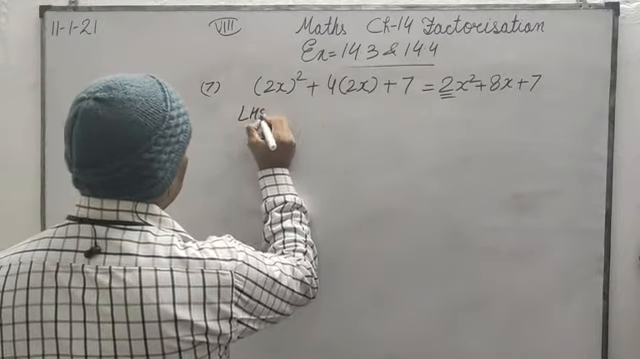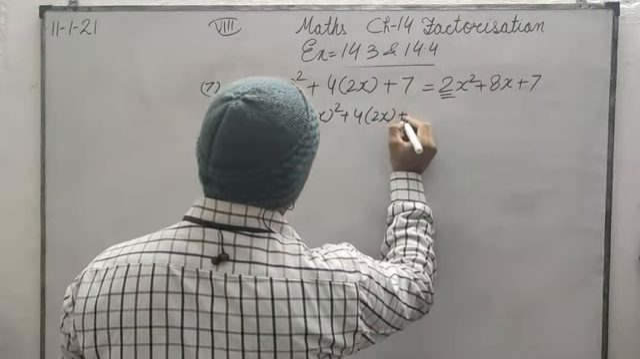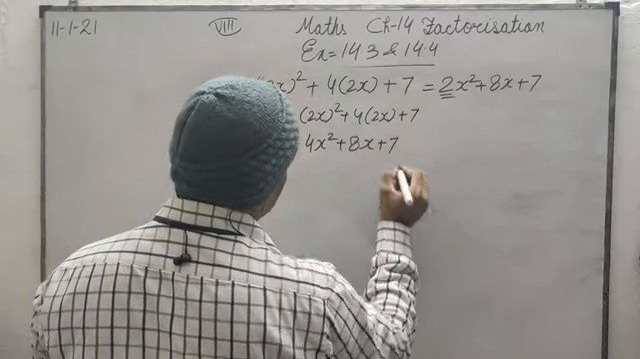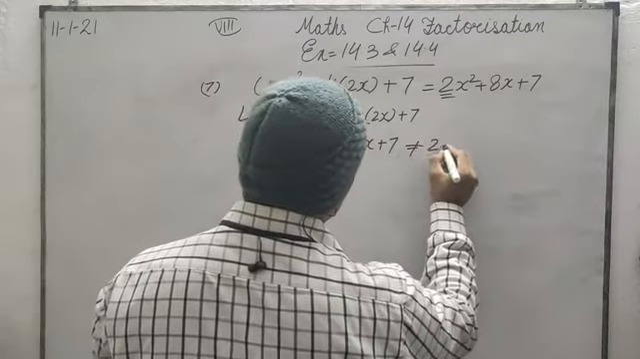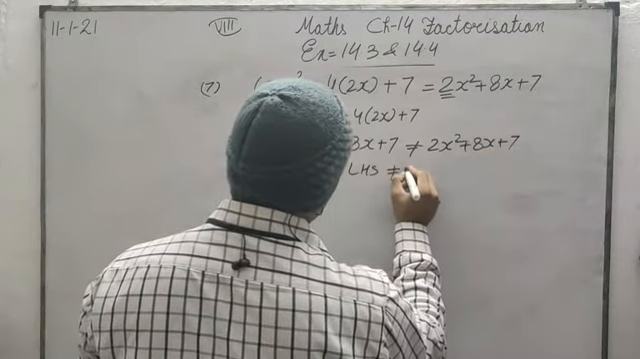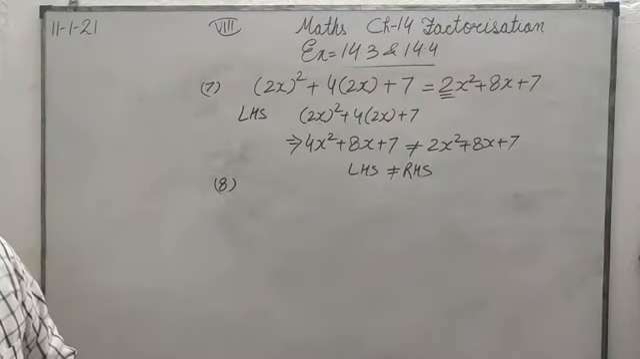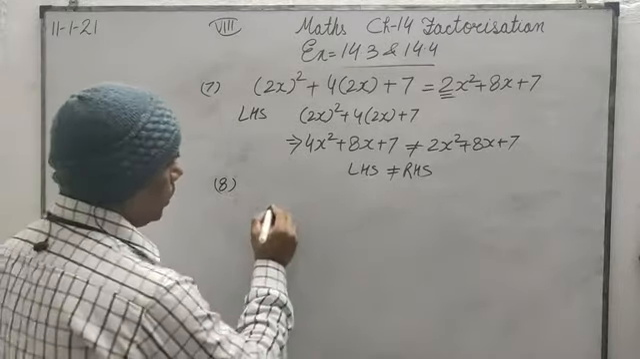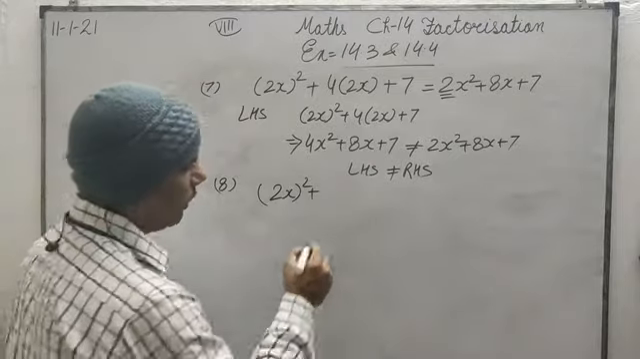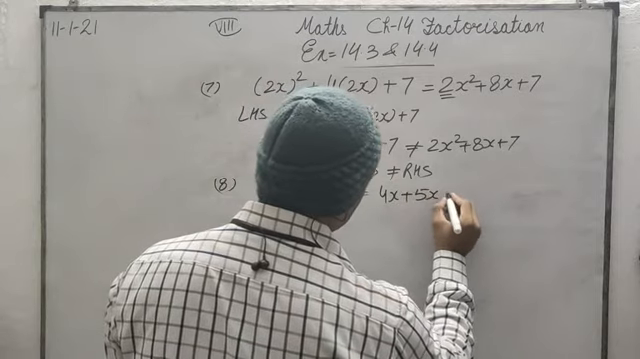देखते हैं सॉल्व करके. तो 2x स्क्वायर प्लस 4 इंटू 2x प्लस 7 का सॉल्यूशन आएगा 4x स्क्वायर प्लस 8x प्लस 7, which is not equals to 2x square plus 8x plus 7. So left hand side is not equals to right hand side. Okay, question number 8. Now what he is saying? 2x का whole square plus 5x is equals to 4x plus 5x is equals to 9x.